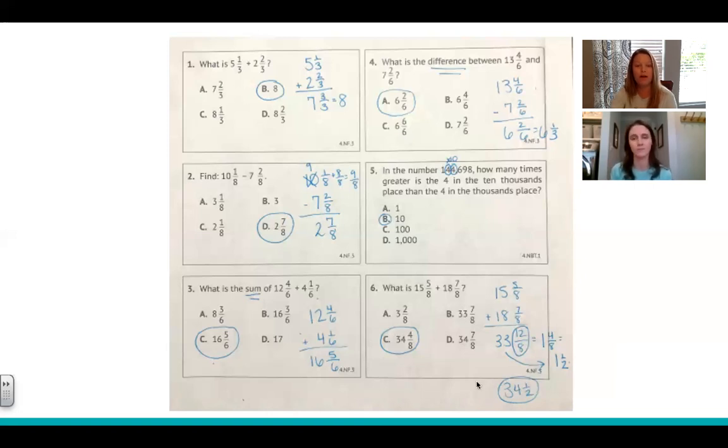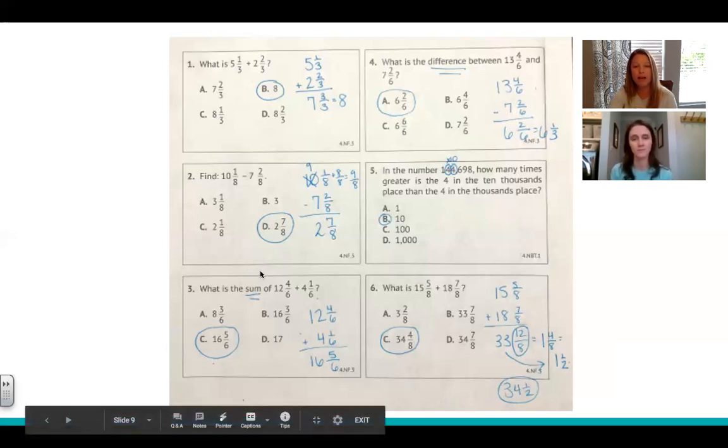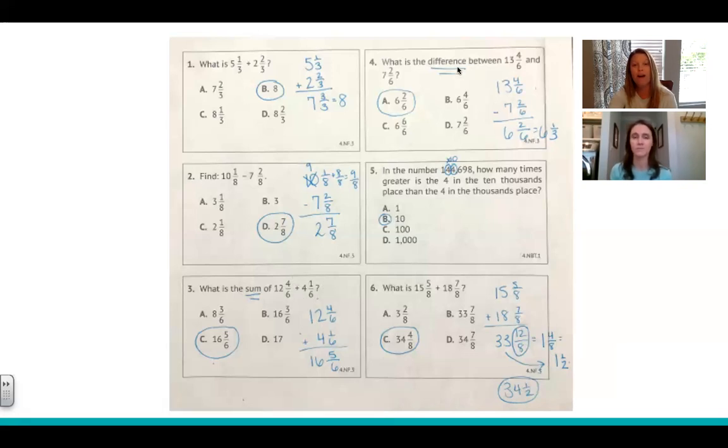Perfect. So on number 3, they said the sum, but then they were really nice and they set the problem up for us. On number 4, they say the difference, but then they don't set it up for us. So I just have to remember that the difference means to subtract. So this one's 13 and 4/6 minus 7 and 2/6. I don't have to borrow anything. I just do 4 minus 2 is 2/6, and 13 minus 7 is 6. And I know all of you Rockstar students went ahead and simplified it. You knew that 2 and 6 were even. You divided by 2 in the top and bottom, and you got 6 1/3.